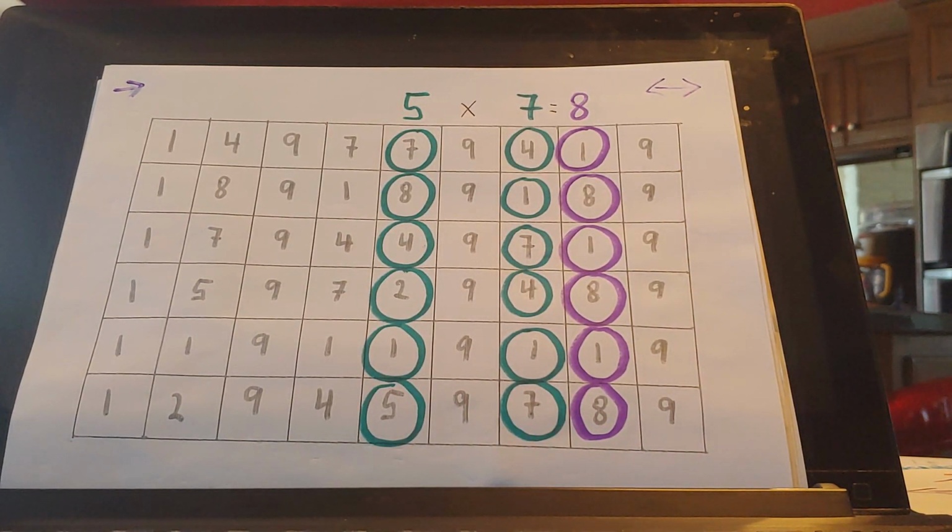And now we're going to look at these numbers a little bit differently. Let me do it like this.